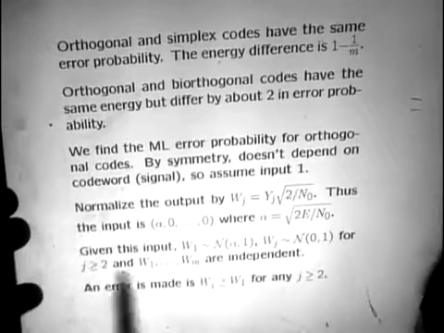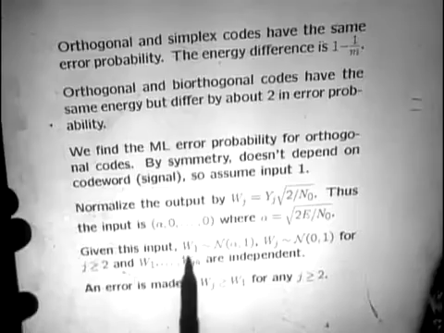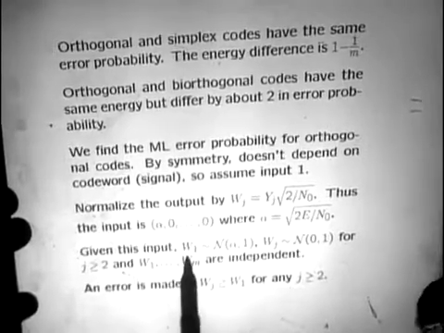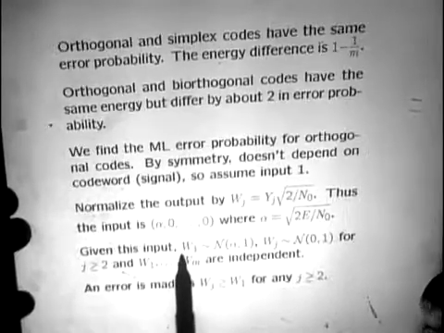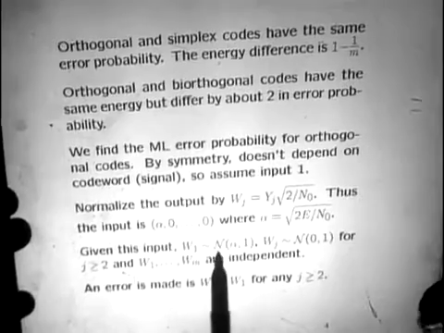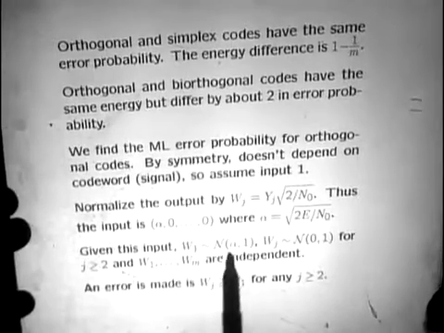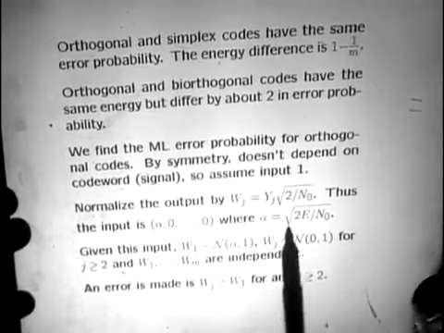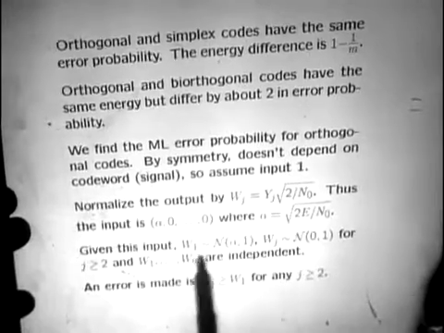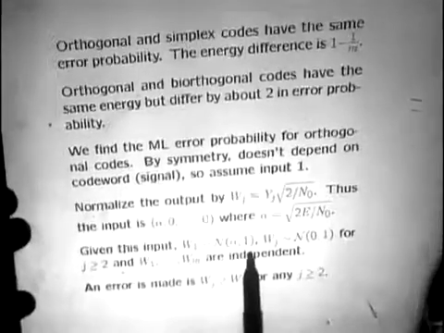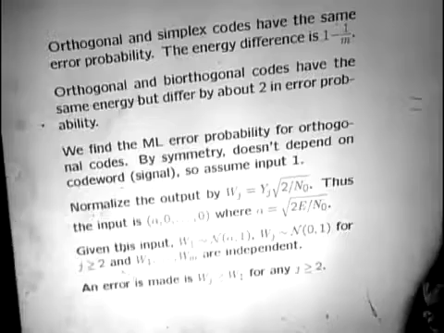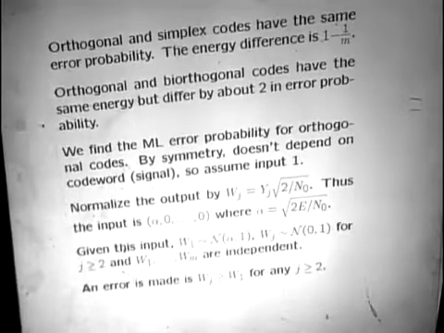Okay, so given that I'm going to send input 1, the received variable W1 is going to be normal with a mean alpha, which is this square root of 2E over n0, and with a variance of 1. All the other random variables are going to be normal random variables, mean 0, variance 1. Okay?